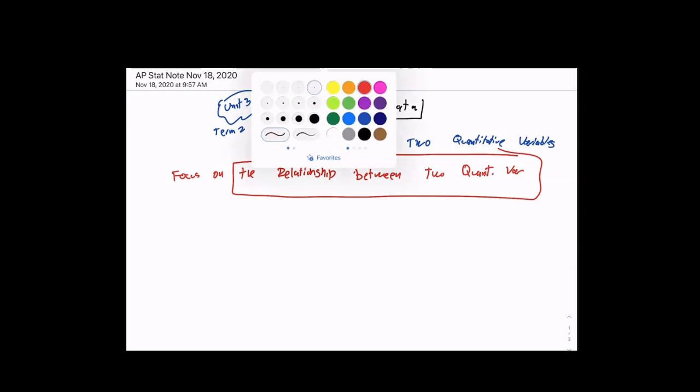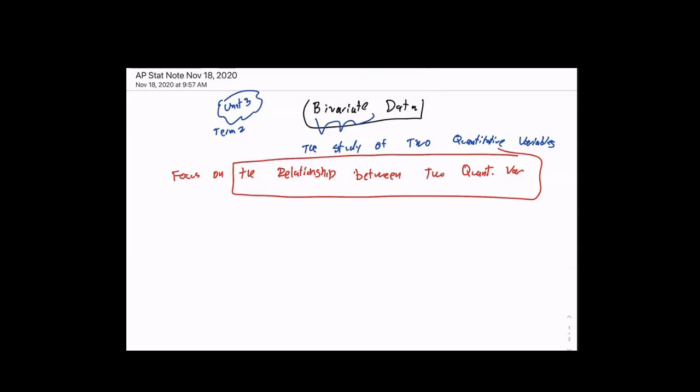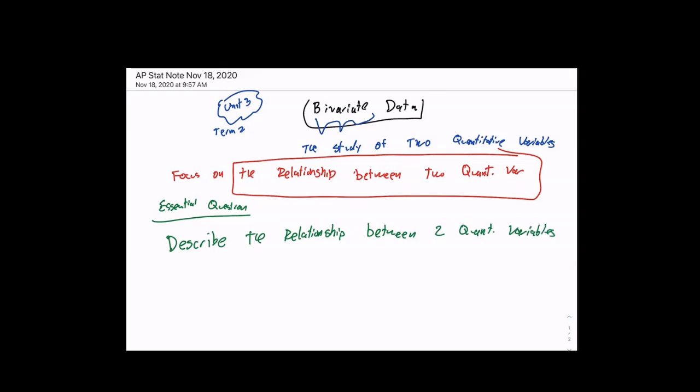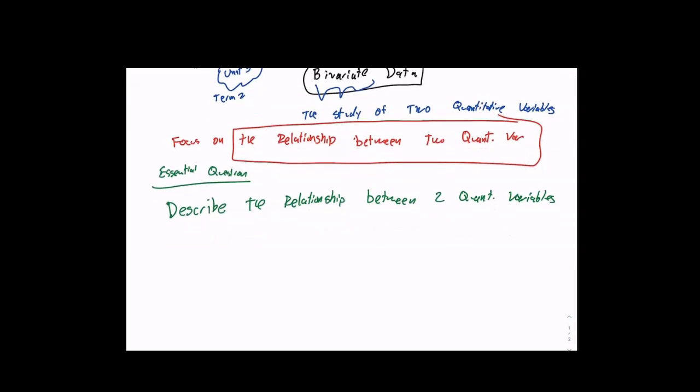And so much of this course, most of this unit, the main focus topic, the essential question, I will say, of this whole unit is to work on how to describe the relationship between two quantitative variables. So that's the main thing. If you want to turn it into an actual question, how do we describe the relationship between two quantitative variables?